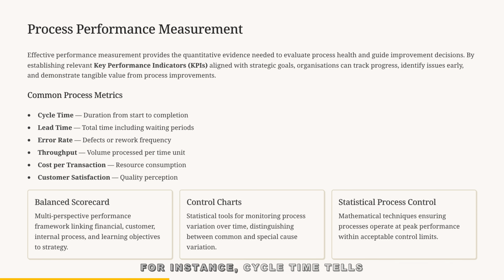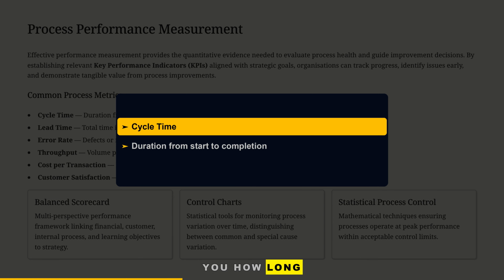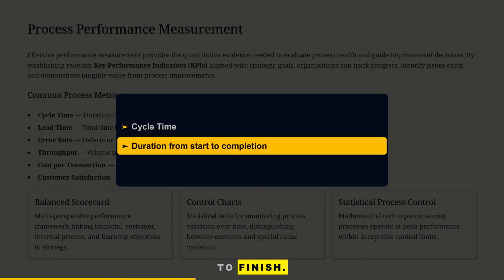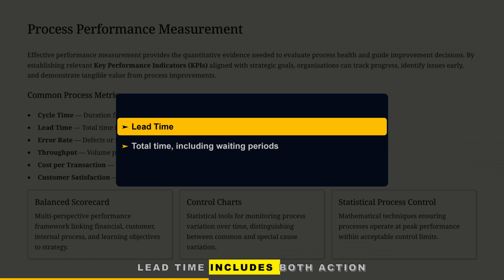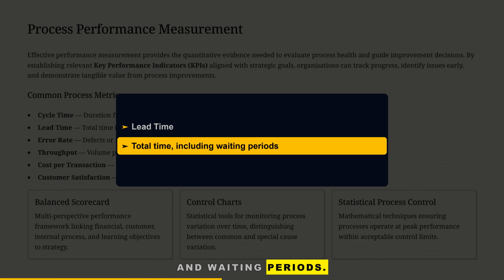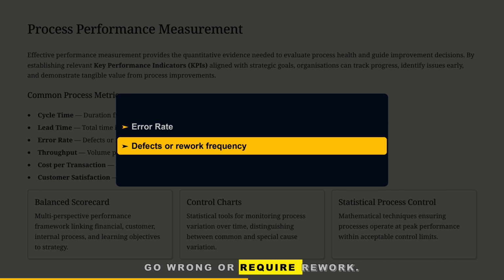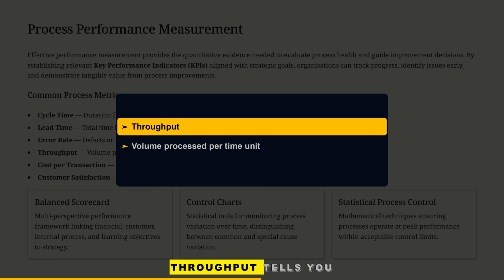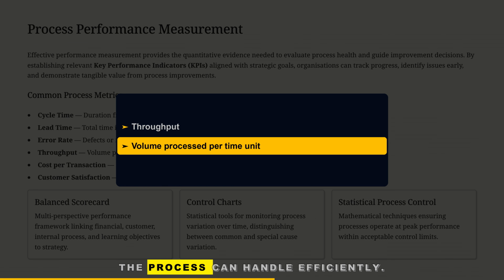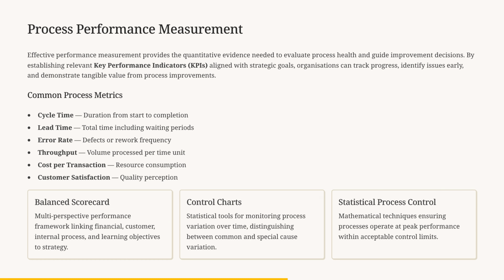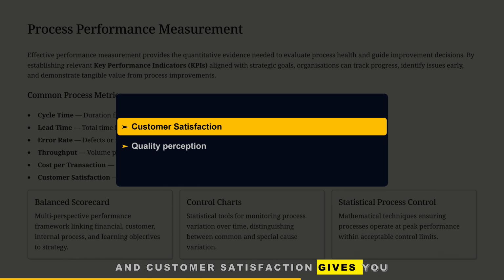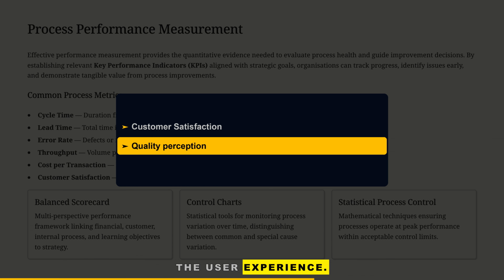For instance, cycle time tells you how long a process takes from start to finish. Lead time includes both action and waiting periods. Error rate shows how often things go wrong or require rework. Throughput tells you how much volume the process can handle efficiently. And customer satisfaction gives you a reality check on the user experience.